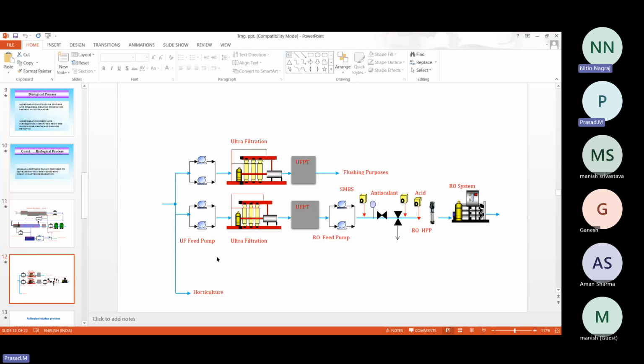And then you can go with the RO after ultrafiltration, because when we are talking about STP treated water, you can't send it directly to RO, because some organic matter, pollutants, and bacteria are there. If you send directly to RO, then RO will get choked and face a lot of problems. So that's why ultrafiltration is important. Ultrafiltration will remove the colloidal silica.